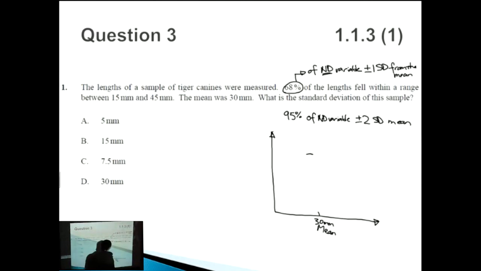And now we can draw a rough standard deviation curve, or normal distribution curve, like so. It's a bit wonky, but don't worry about that. This goes down like that. So we know that 68% of these lengths fell within a range between 15 and 45. Let's draw the 15 and 45. It's roughly probably about here. It's 45. 15 is here.